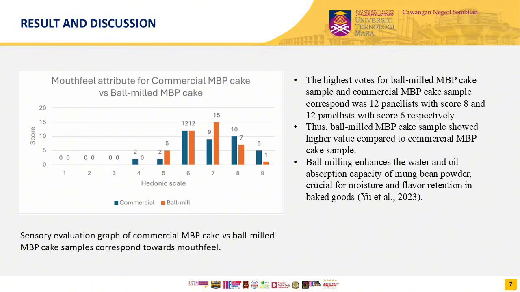Then, the sensory evaluation graph of commercial mung bean powder cake versus boiled meal mung bean powder cake samples corresponding to mouthfeel. The highest vote for the boiled meal mung bean powder cake sample and commercial mung bean powder cake sample was 12 panelists with score 8 and 12 panelists with score 6 respectively. Thus, the boiled meal mung bean powder cake sample shows a higher value compared to the commercial sample. This is because ball milling enhances the water and oil absorption capacity of mung bean powder, which is crucial for moisture and flavor retention in the baked good.